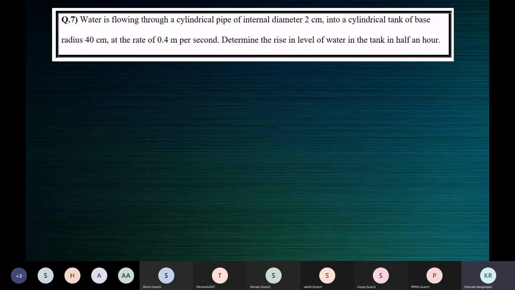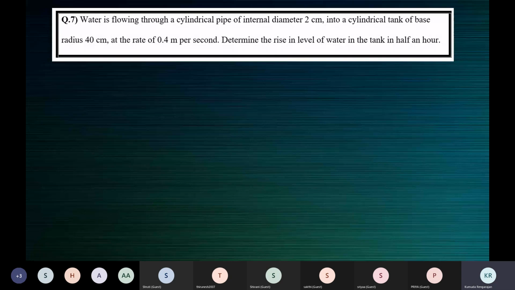Then water is allowed to flow into the tank. So what will happen when water flows into the tank? The level of the water will keep increasing. First it was empty. First the height of the water was 0. Initially there was no water in the tank, empty tank. Now water is allowed to flow into the tank for half an hour. So the water in the tank will have some height. You need to find the height of the water in the tank.